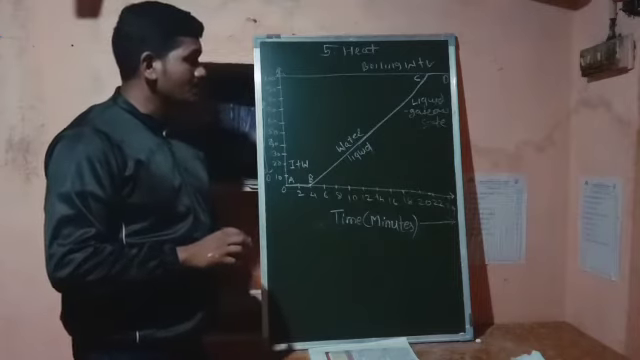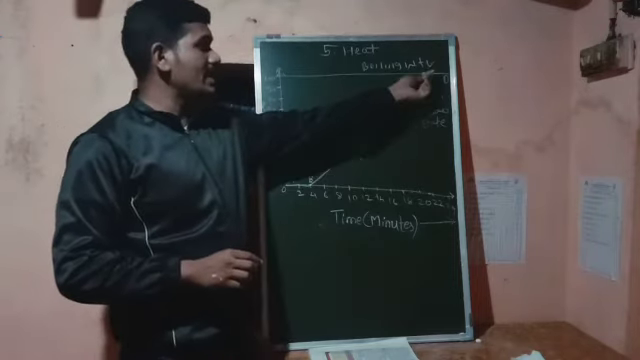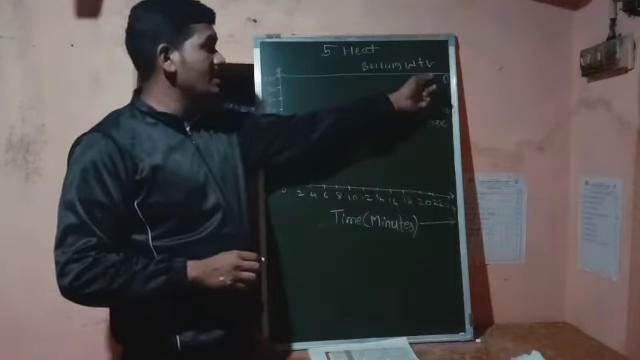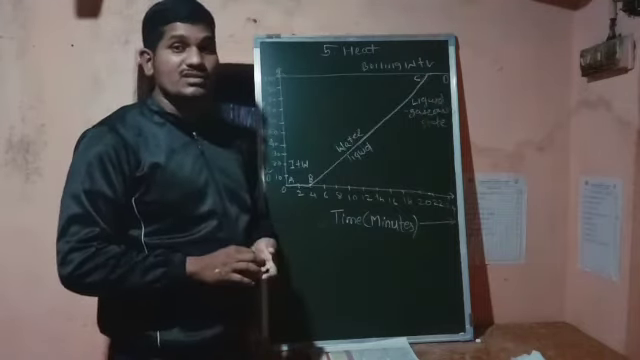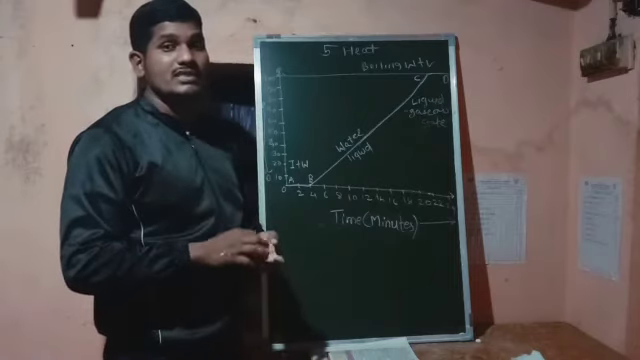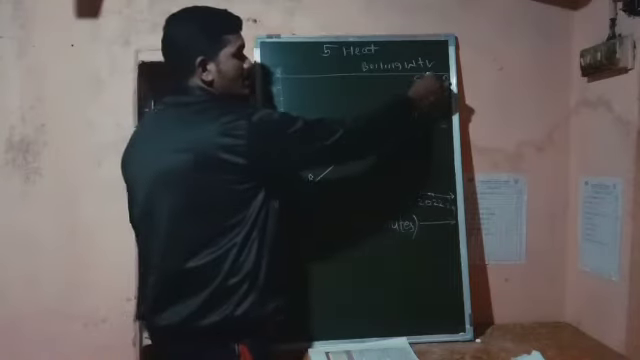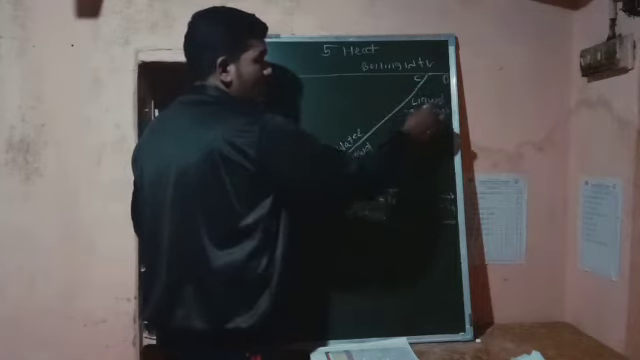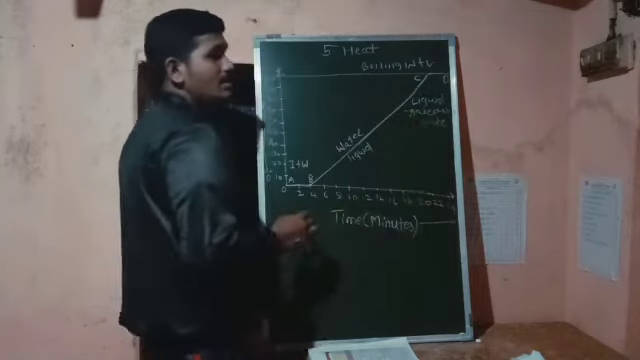After that, once it has attained 100 degree Celsius, the temperature again remains constant. That 100 degree Celsius temperature remains constant, you can see here, and the time goes on increasing. So at this stage the liquid plus gaseous state will be there.